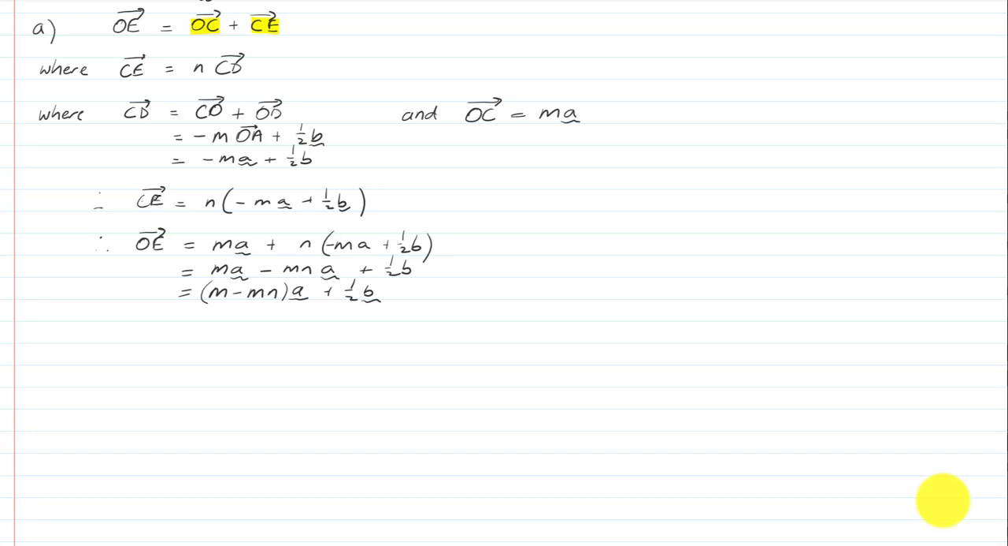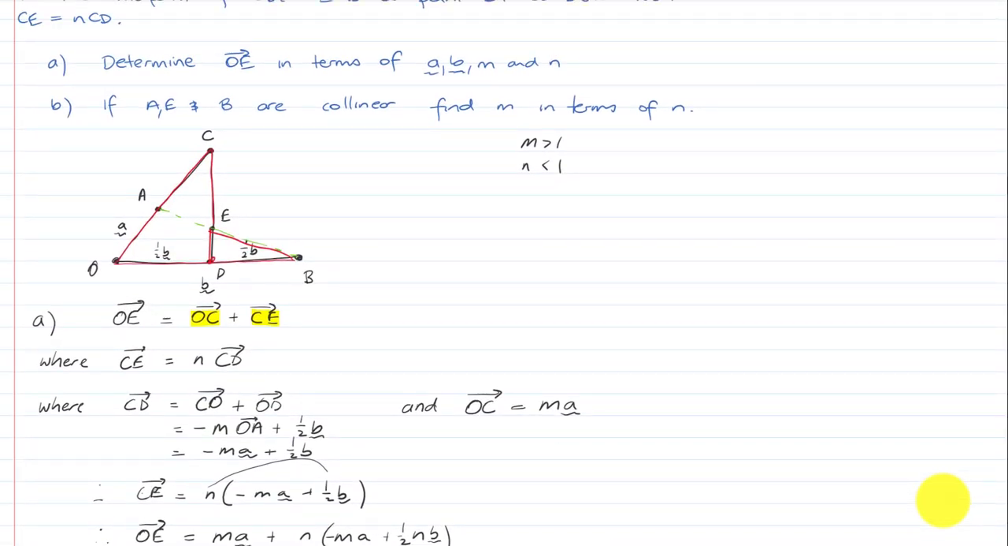So here's the value of my OC. Oh, I've got a little bit of an error here though. Of course, when I expand that bracket out, the N does go in there as well. So if you picked that up while I was doing the video, I apologise. So I'm just going to add that in there. It's always good to be thinking and considering whether you've made mistakes along the way as well. So there's my value of OE in terms of A, B, M and N.